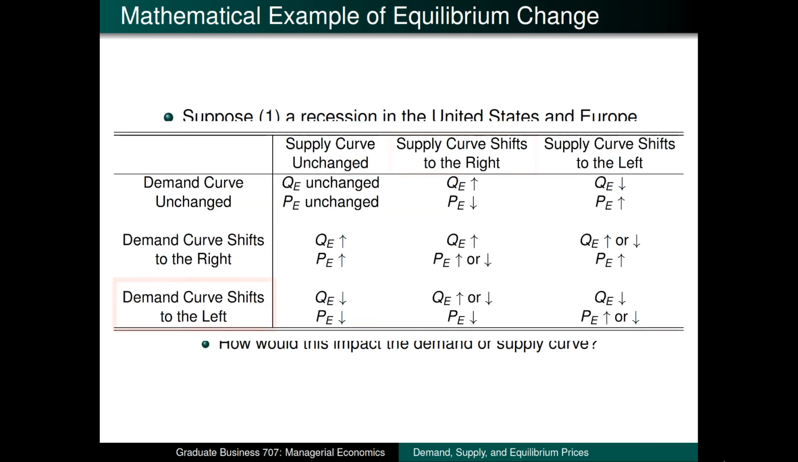Based on our table covered in the previous video, we can expect equilibrium price to decrease, but we are unsure what would happen to equilibrium quantity. If the demand curve shifted by more than the supply curve, then the equilibrium quantity will ultimately decrease. But if the supply effect dominates the demand effect, then we should see a higher equilibrium quantity. Our mathematical example will help us determine whether the demand curve shifted by more than the supply curve or vice versa.